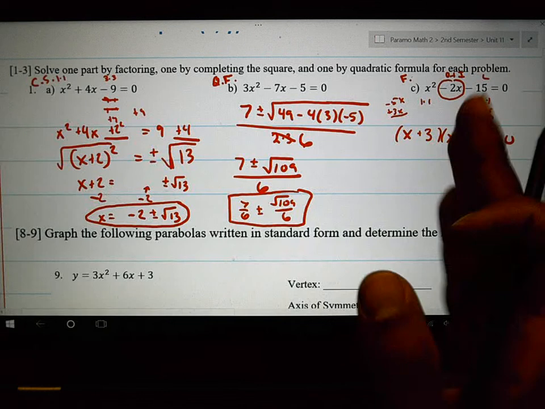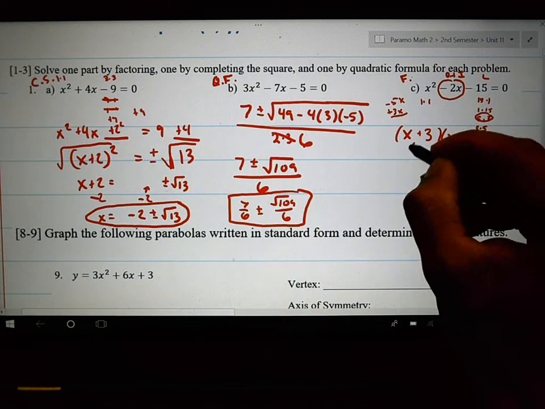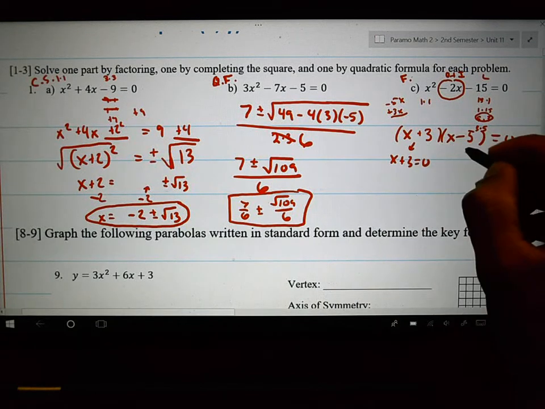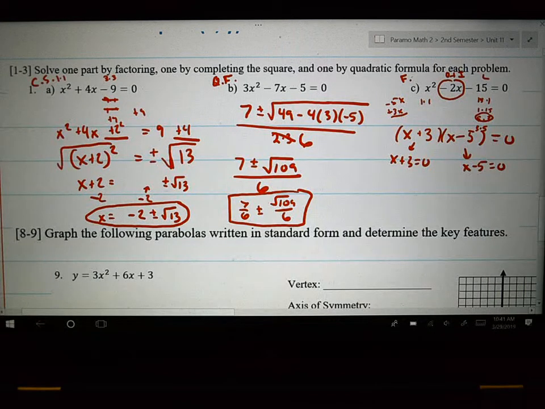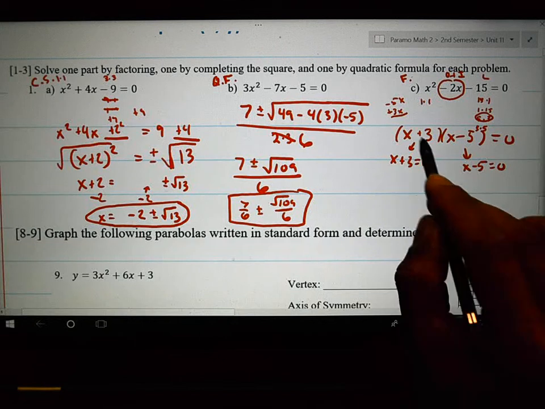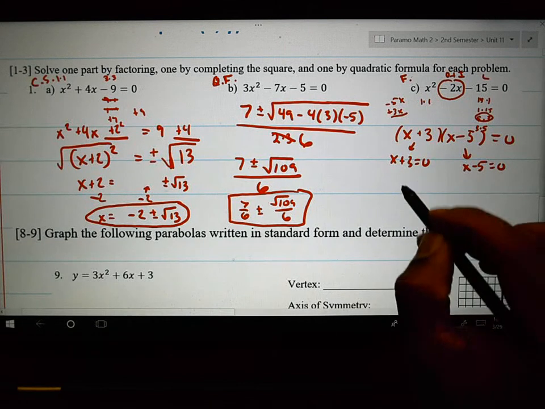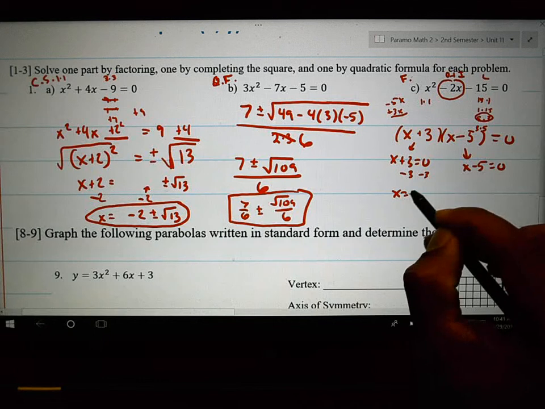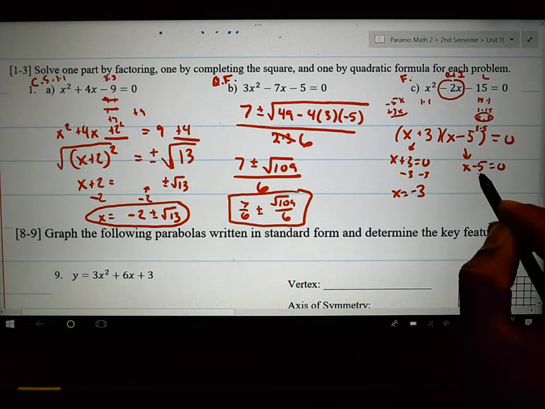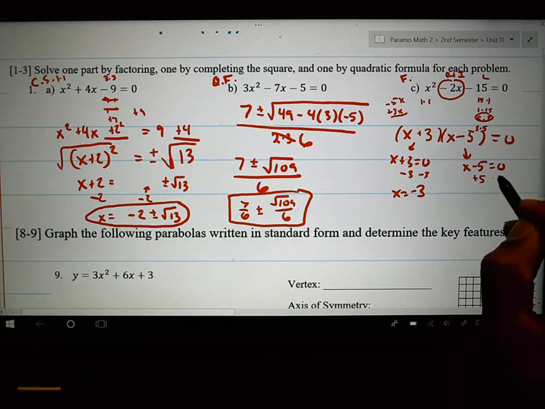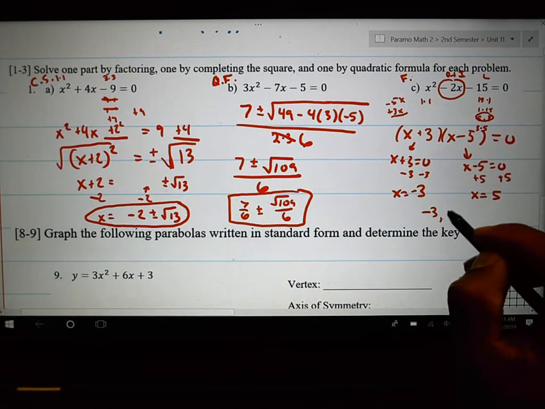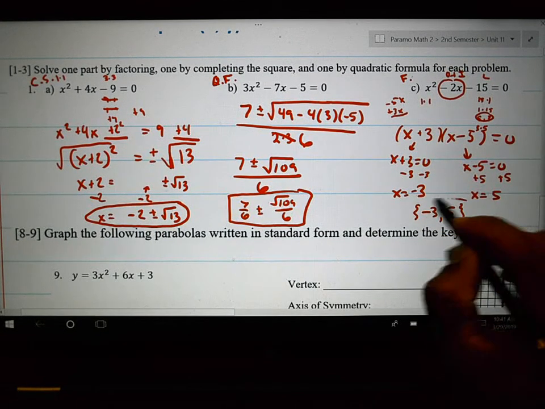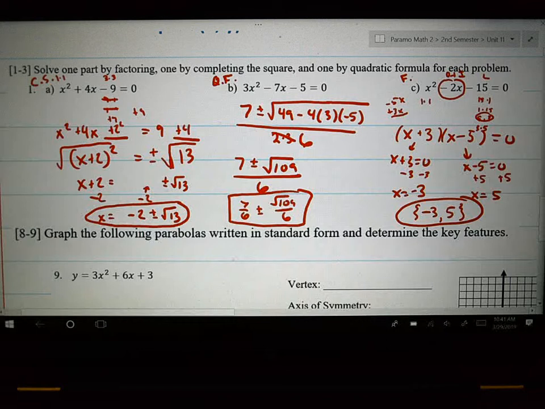And then once you have this times this equals 0, either the first group equals 0 or the second group equals 0. And you have to find what possible answers could there be that would make the x plus 3 equal 0. So it basically changes this sign. And same thing with that negative 5. X minus 5, how is that going to equal 0? It will equal 0 when x is equal to a positive 5. It basically changes that sign. Our two solutions are negative 3 and positive 5.